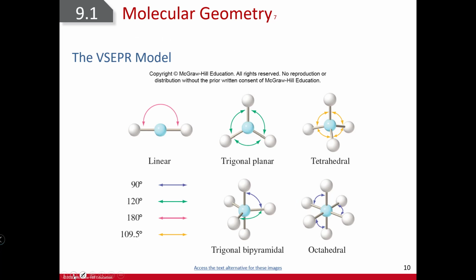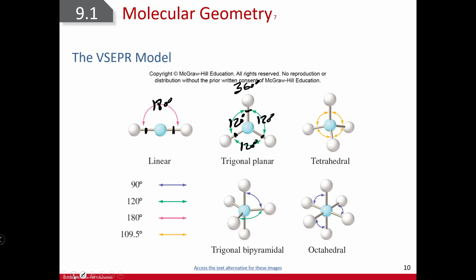All right, so this is it. These are your basic geometries that we're covering in class this semester. The simplest is linear, 180 degrees. You're keeping the bonding pairs as far away from each other as possible. To keep three things away from each other as possible, we put them in the corners of a triangle. And now you can see with the green arrows that the total is 360 degrees. So it's 120 degrees here, 120 degrees here, 120 degrees here.